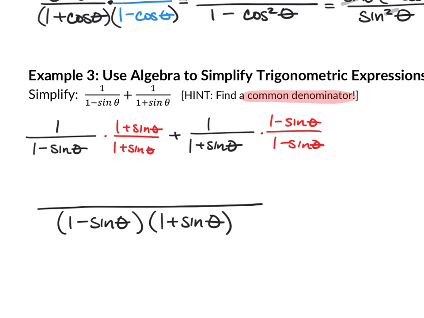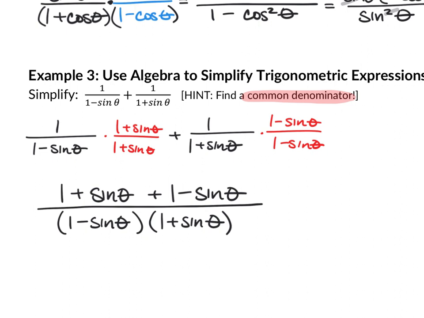1 times 1 plus sine of theta is 1 plus sine of theta. And then I'm going to add 1 times 1 minus sine of theta to make this. Again, that's finding a common denominator. This is the only way you can combine two fractions when we're trying to simplify trigonometric expressions.